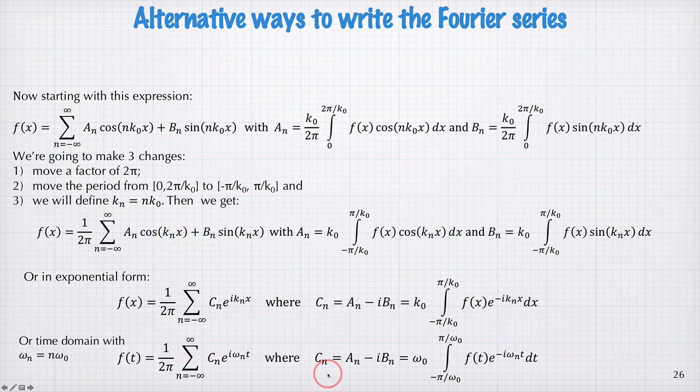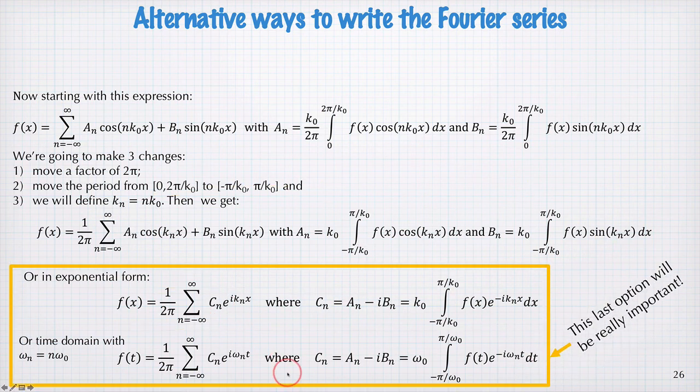Now in the time domain, we could write this like so. So here we have omega n is n times omega naught, and the omega n's and k n's here play precisely the same role, depending whether you're in the space or time domain. Now, these last couple of expressions here are really important. We're going to use them to develop the Fourier series in what's coming.